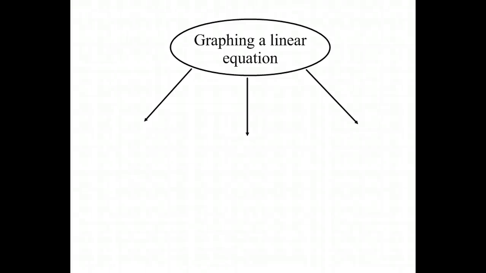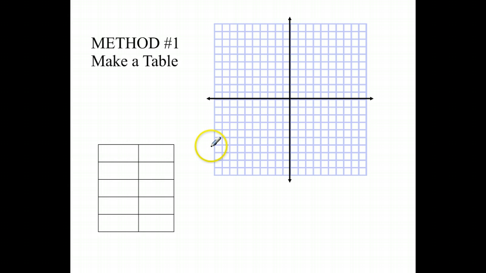So far in Chapter 4, we've talked about graphing a linear equation. What you might not realize is that we're ultimately going to talk about three different ways to graph a linear equation. So far, I've talked to you about method number 1, and that was making a table. So real quickly, method number 1, making a table.